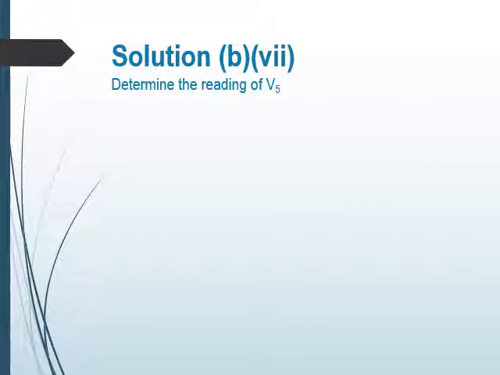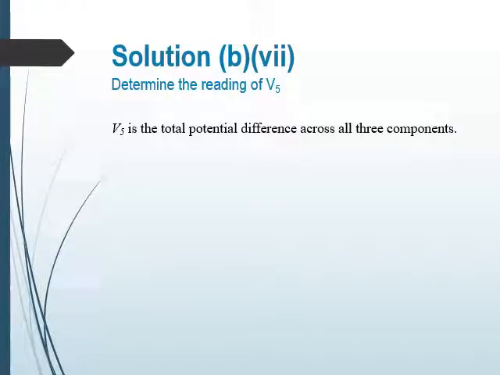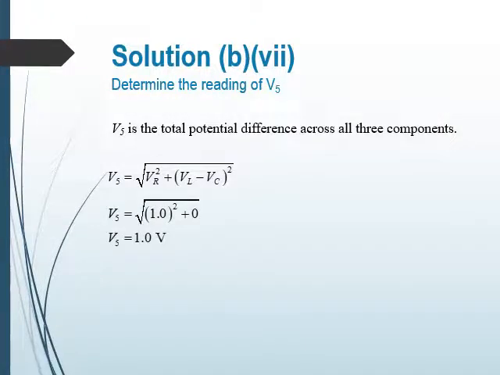Question 7 determines the reading of V5. V5 is the total potential across all three components. Therefore, it is equal to the square root of VR squared plus (VL minus VC) squared. Substitute the values into the equation and you will obtain V5 equals 1 volt.